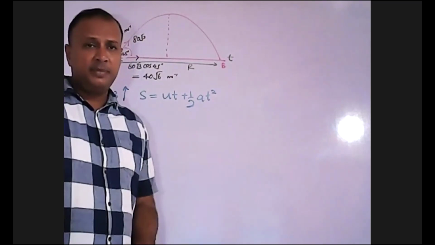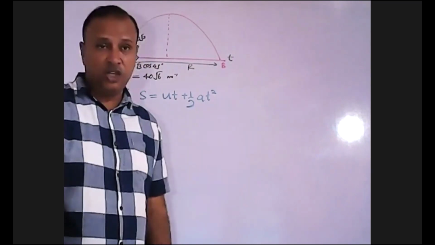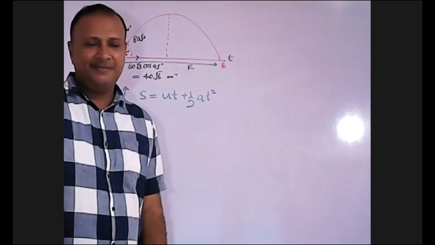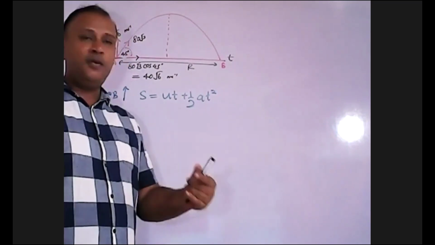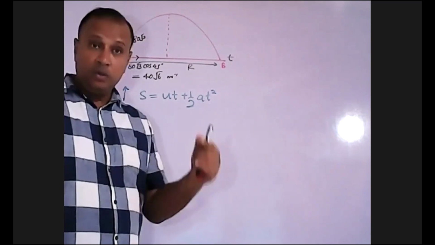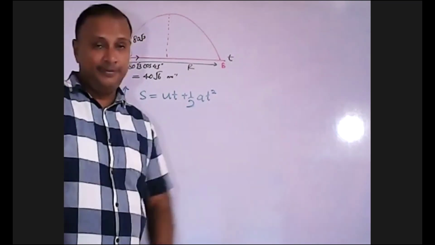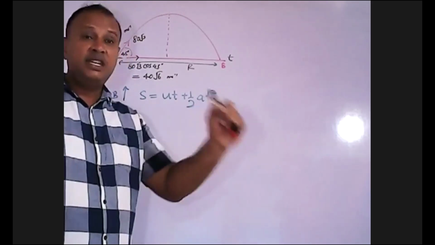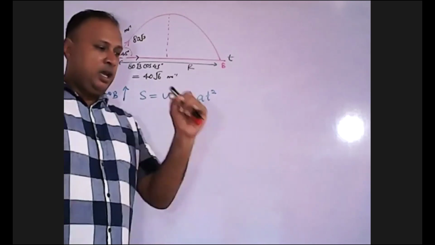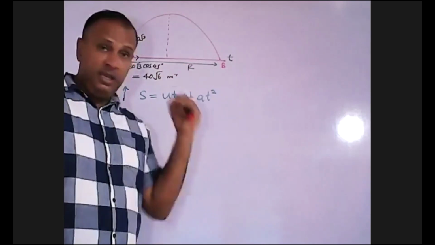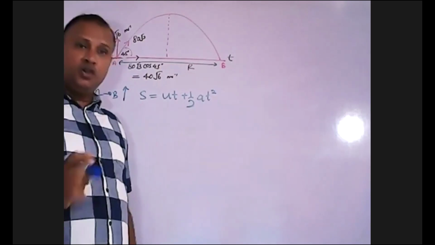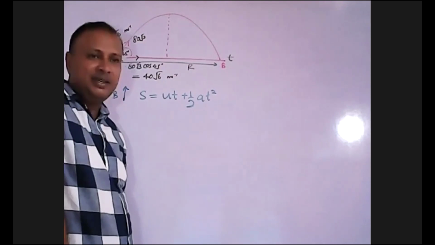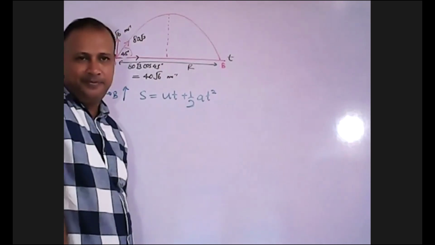S equals ut. Therefore, if you want to apply that equation, you should know two factors in that equation. If you want to find S, you should know U and T. If you want to find U, you should know T and S. Likewise, if you want to apply equations in the horizontal way, you should know two factors among S, U and T.